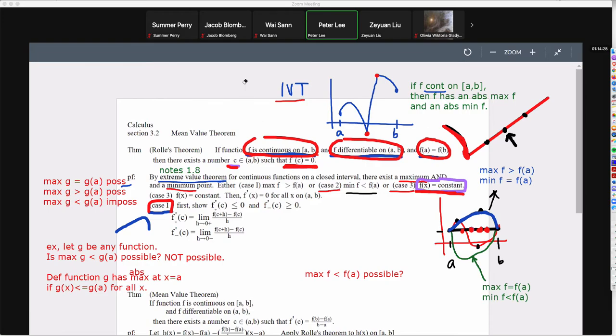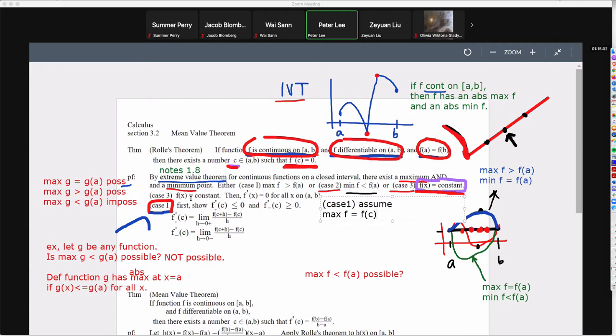So in this case, let's see where the max occurs. If f of a is not the max, will there be a max? Yeah, there is a max. There is a max f here. So where should we say that the max is? Let's assume, this is a case 1 assumption, assume max f is equal to f of c. Let's say that at c we have a max.